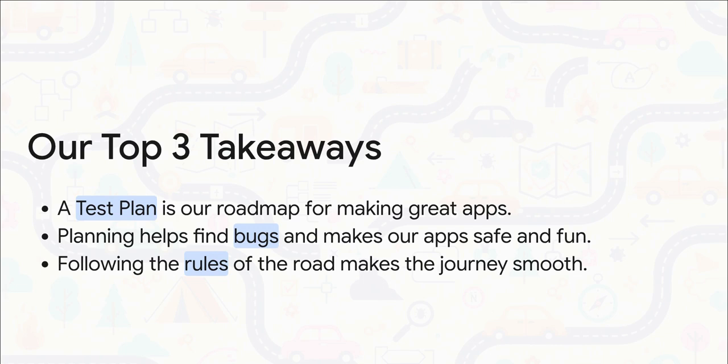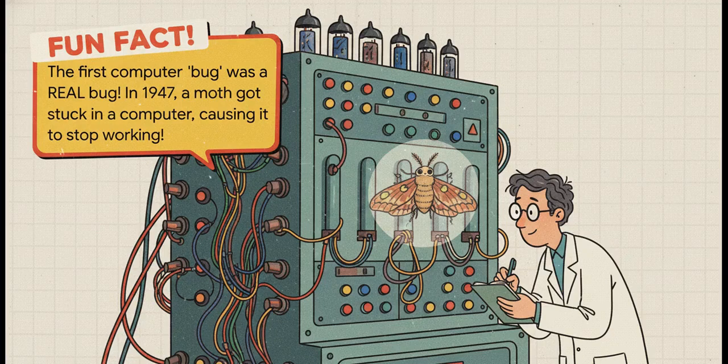Before we go, I have one last super cool fun fact for you. Did you know the very first computer bug was a real bug? It's true. Way back in 1947, a little moth got stuck inside a giant computer and made it stop working. So when people talk about debugging a computer, they're talking about finding and fixing problems just like those scientists did with that moth. How cool is that?